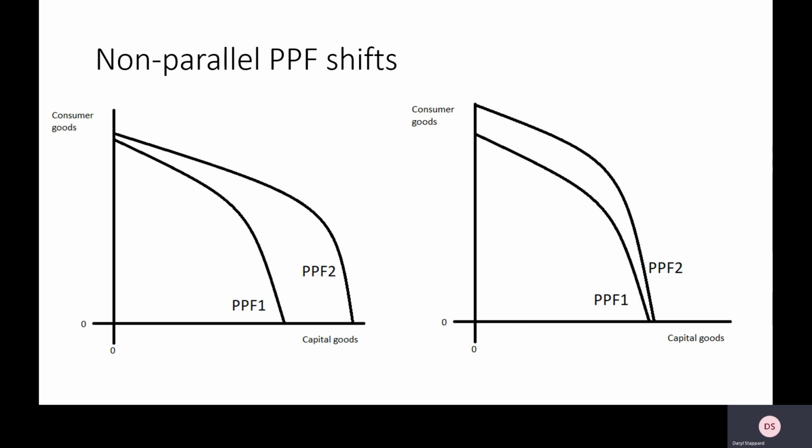The other way around as well, we can see in the second diagram that this time the PPF has moved outwards more in favour of consumer goods than capital goods. And this could just be that the improvement or the increase in resources better benefits consumer goods than capital goods. So don't assume that PPFs will always move out in a parallel fashion. They can move out in all sorts of weird and wonderful ways, as shown in these diagrams.